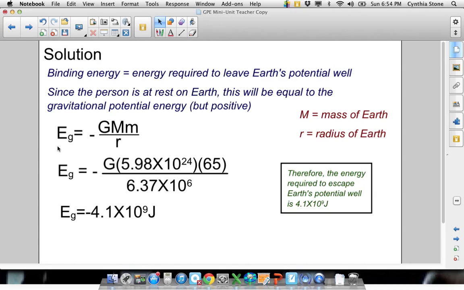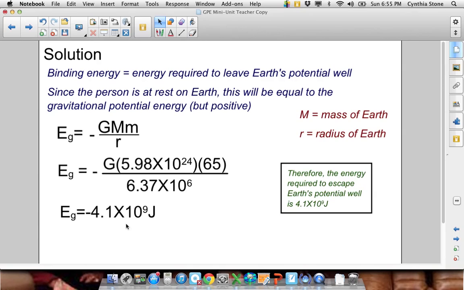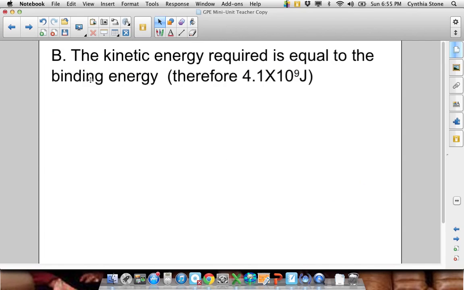So it's a negative number, negative 4.1 times 10 to the 9. So the answer then, if you want some 65 kilogram person out of Earth's gravitational field, you want them gone forever, you've got to give them this much energy. In the form of kinetic energy, by the way. And they'll be gone. They'll be out of here. Okay? In part B, it's just another way of saying the same thing. Okay? So that's just A and B, same question. If you need to pause and write that down, please go ahead. All right, one more short video after this.